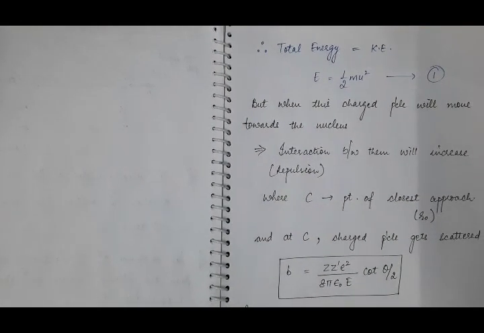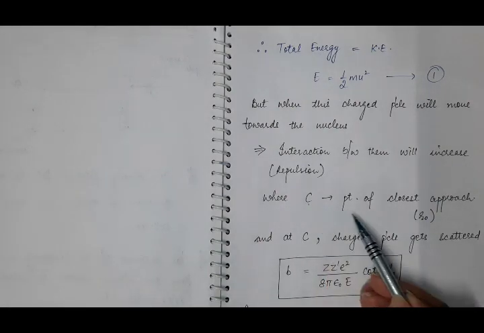But when this charged particle starts moving towards this atomic nucleus, as the distance between them decreases, the interaction between them will start increasing. And what will be the interaction? As both are positively charged, there will be a force of repulsion. So there will be a point where the force of repulsion will be maximum. At that point, the charged particle will be deflected from its path.